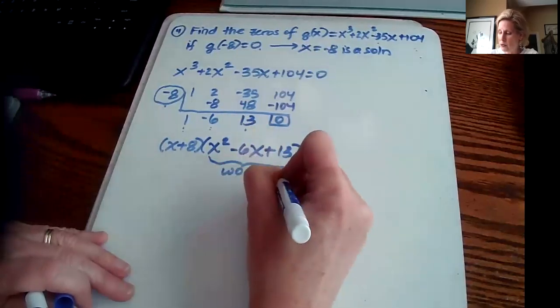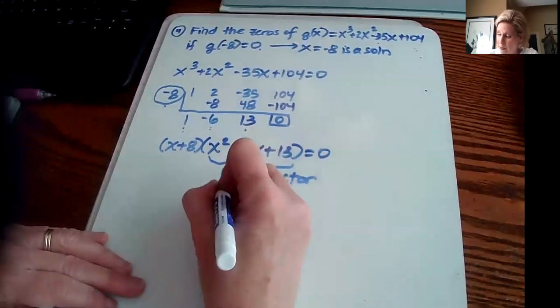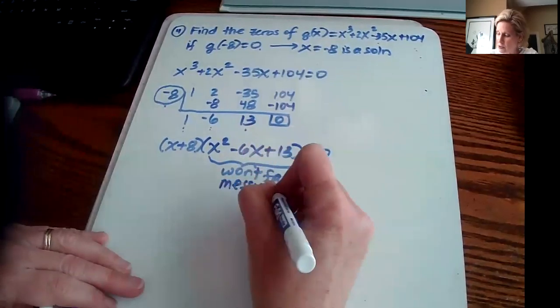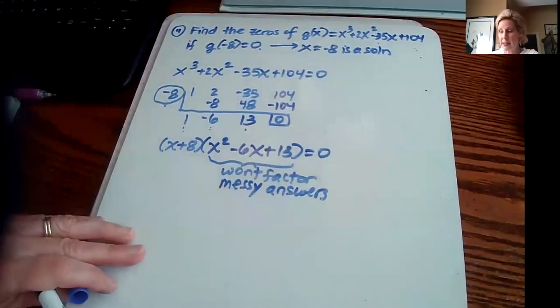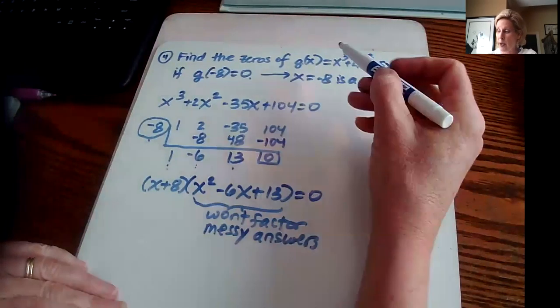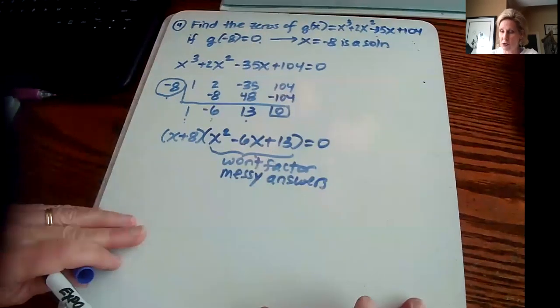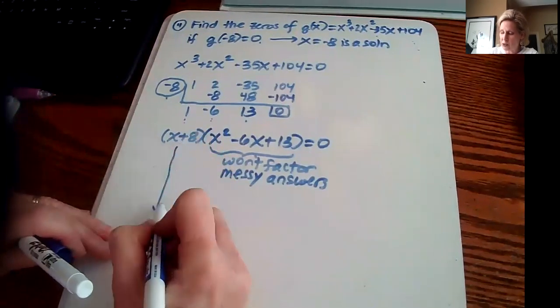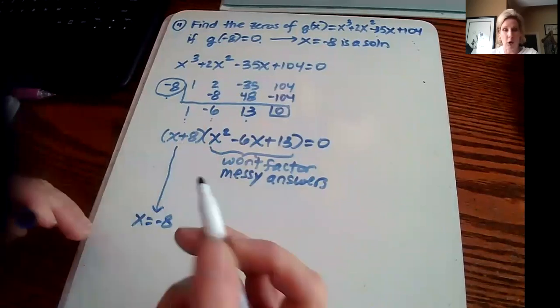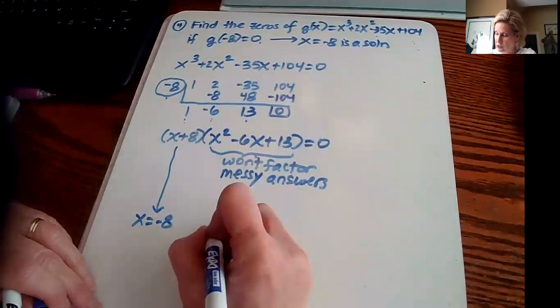I tried to factor again so my answers would be neat, but it won't factor, which means I'm going to get messy answers, just like we did on the last problem. How many answers am I supposed to get? Well, g of x has a degree of 3, so I'm supposed to get 3 total answers. So, of course, I know that one of my answers is that x equals negative 8. You already knew that. Well, now I'm going to go get the other 2 messy answers.